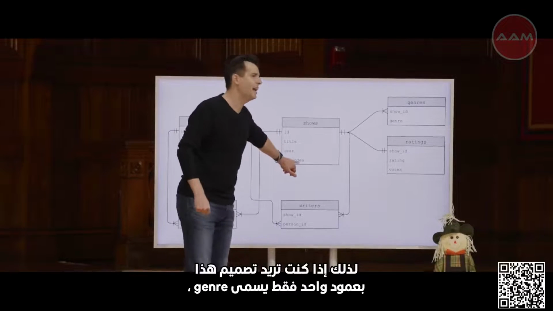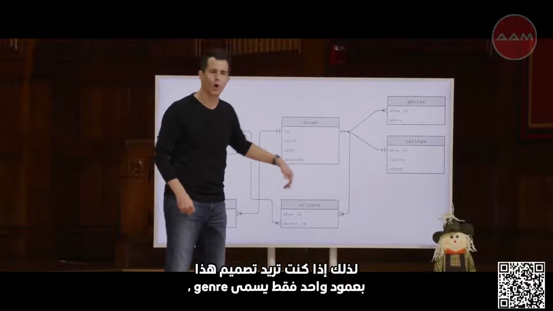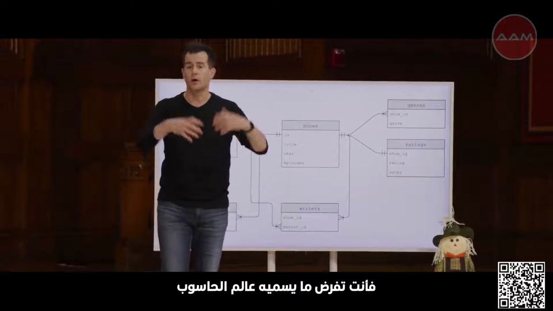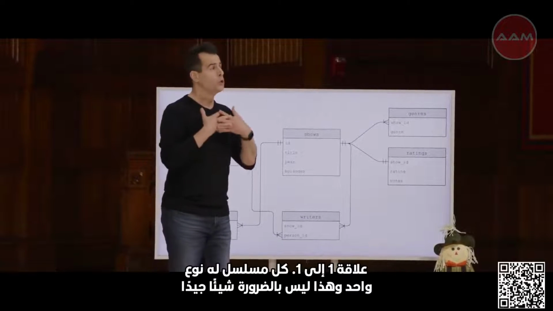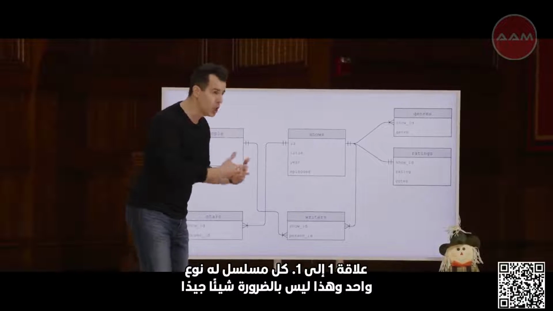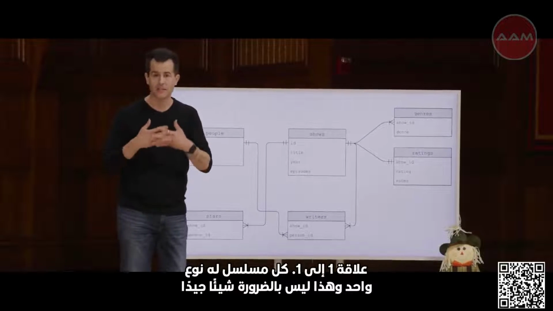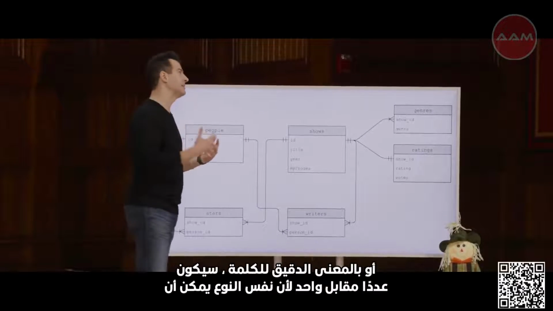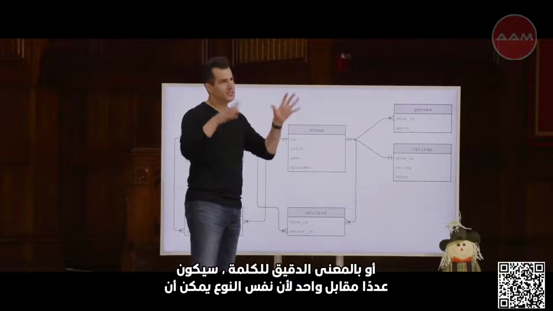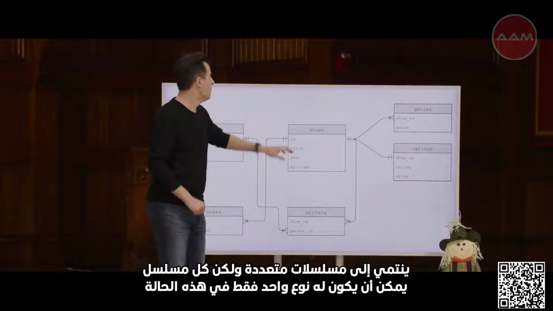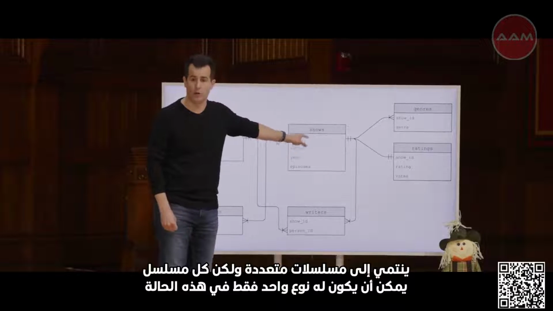So if you instead were to design this with just a single column called genre, you're imposing what a computer scientist would call a one-to-one relationship. Every show has one genre, and that's not necessarily a good thing. Or strictly speaking, it would be a many-to-one because the same genre could belong to multiple shows, but each show could only have one genre in that case.